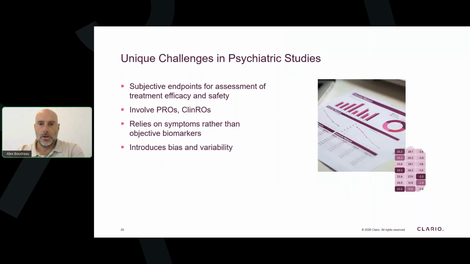Just to recap a little bit on some of the things that Mark has mentioned, there are really some unique challenges in psychiatric studies. Right? First, they rely on subjective endpoints for assessing the safety and efficacy of treatments, which involve patient-reported outcomes and clinician-reported outcomes, which capture information and data on the symptoms of the trial participants rather than direct objective biomarkers. Right? So in the end, this introduces bias and variability in the study, which we want to avoid. If we move on to the next slide.